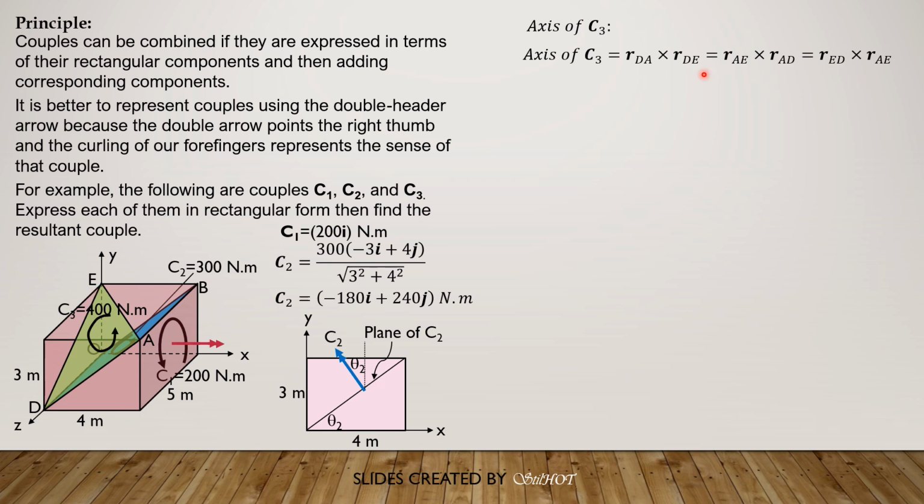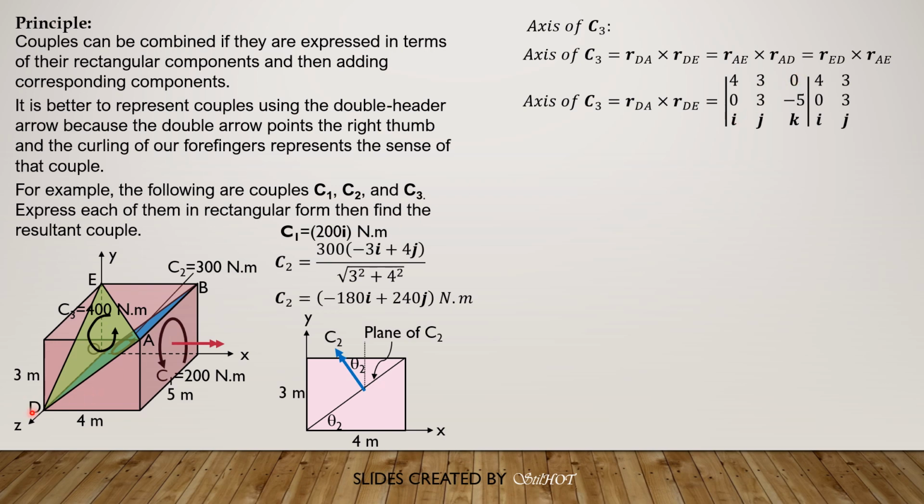So you may try to evaluate these three cross products. I will only present one, but you may try the rest of the cross products. You will notice that the results will be the same. So the axis of couple 3 is RDA cross RDE. So DA is positive 4, then positive 3: 4i plus 3j, so 0 along Z or k.